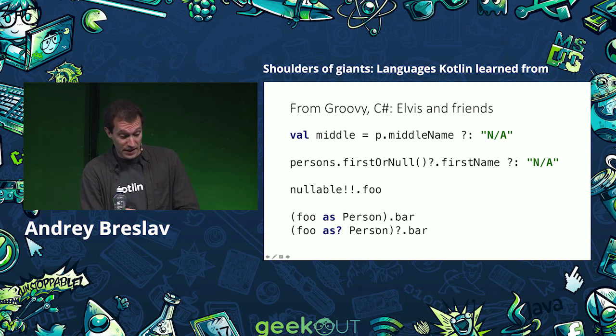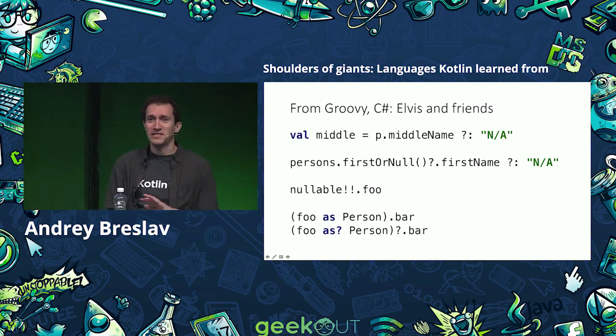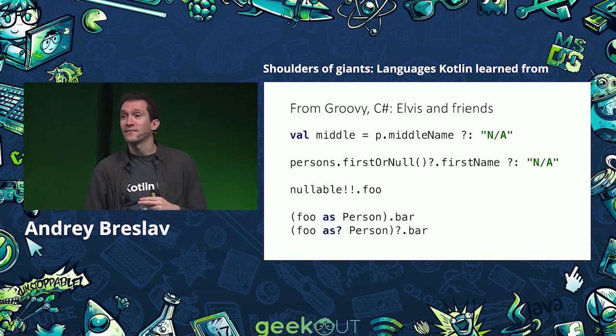Yeah, and also the casts are directly borrowed from C# as "as" and "as?". And the annoying parentheses around are kind of a deliberate decision that we're not going to make casts very convenient, because casts are bad and you don't want them in the program anyway. Questions here? Okay.